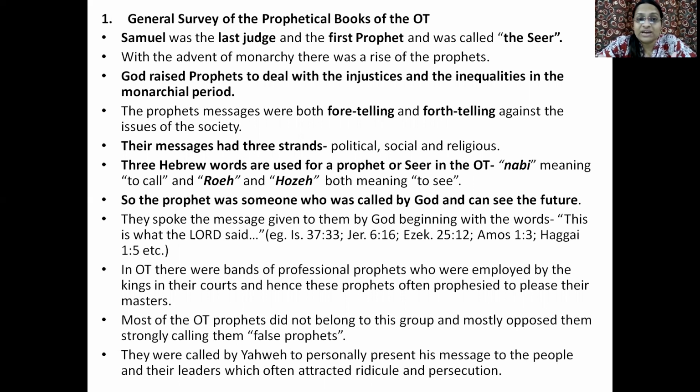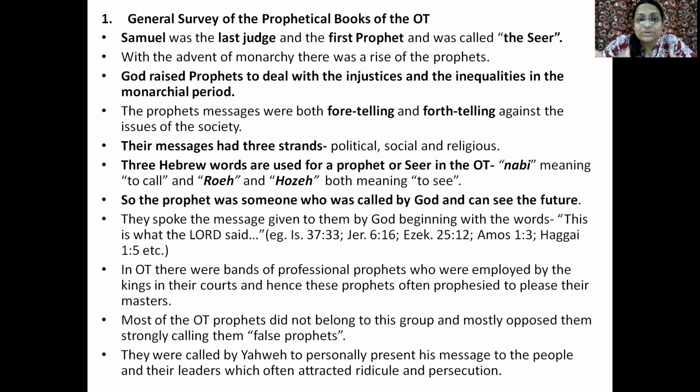With the advent of the monarchy, that means when the monarchy began, we see the rise of these prophets who come and prophesy and speak about the good and the evil. God raised prophets to deal with the injustices and inequalities in the monarchical period. As the monarchy rose, God had already said through Samuel that there would be a lot of injustice, corruption, and malfunctioning. The king would do many things for his own benefit, acquiring wealth, horses, army, and women. That was already warned by Samuel. All this started happening with the advent of the kings.